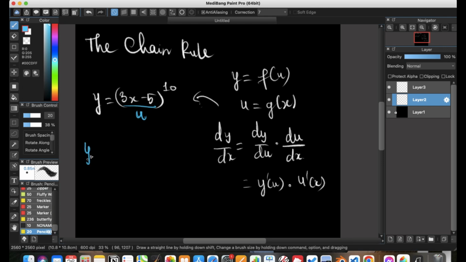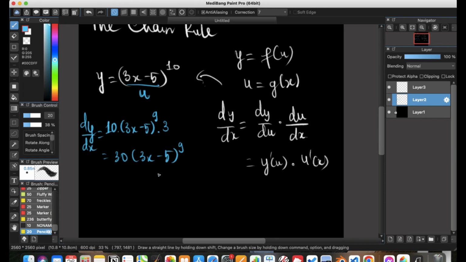Then we're going to have dy over dx equal to dy over du times du over dx. So first dy over du, right? That'll be 10, multiplied with u to the power of 9, right? 10 minus 1 equals 9. And now we're going to keep on multiplying. We're going to multiply with du over dx, which is 3. So basically, we're going to have 30 times 3x minus 5 to the power of 9. And this is our result.